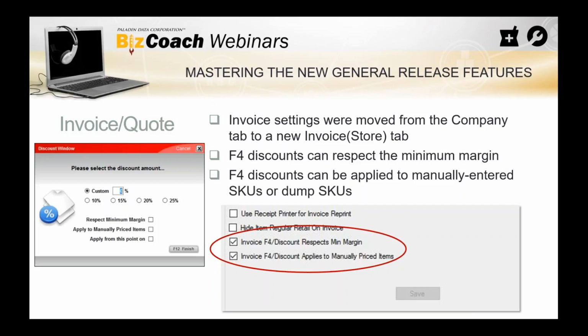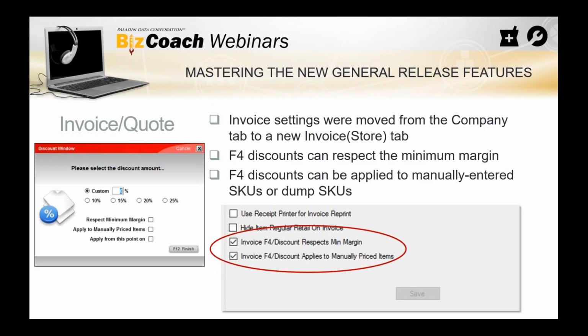Now before, when you changed the price, you physically went in and changed the price of an item. It respects the minimum margin. But if you used the F4 button previously, it would require a manager's approval if you set it up to do so, but it would not necessarily respect the minimum margin. So this is a very nice feature enhancement that enables you to protect your margins at checkout.